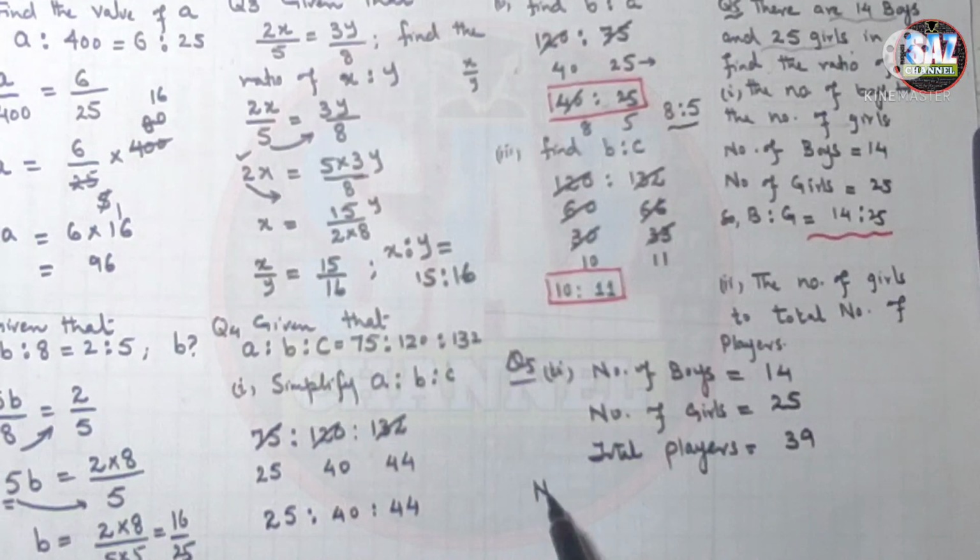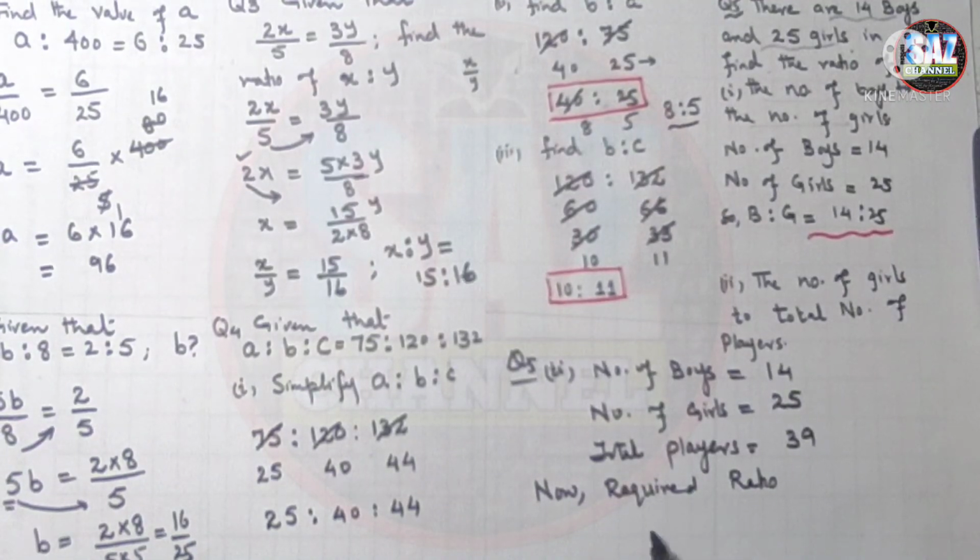Now the ratio of girls to total players: number of girls are 25, ratio 39. Now wait, can we simplify it more? 25 and 39 don't come in the same table, so we are going to stop our working at this place, and we are not going to simplify it more.